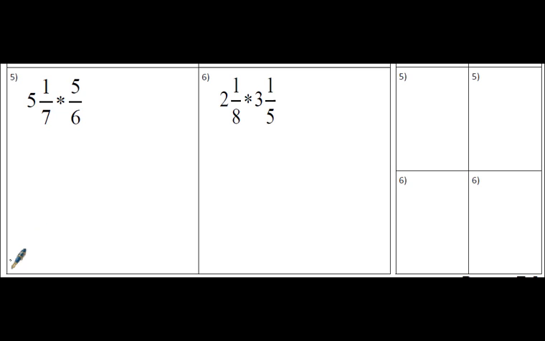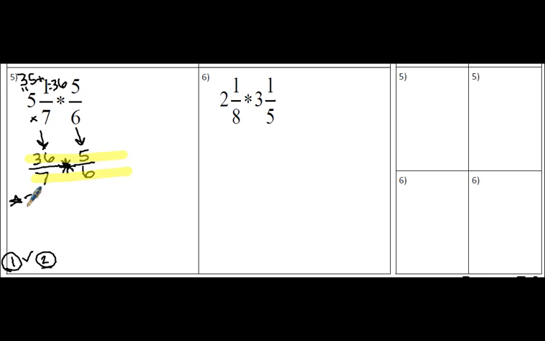For question number 5, we are going to start with step 1 once more. 5 times 7 is 35, plus 1 is 36. So 5 1/7 is equivalent to 36/7. Then we're going to multiply that by 5/6. And I'm not going to change this because this proper fraction is already in fractional form. So now that we have numerators and denominators, we're going to multiply across the numerators and across the denominators.